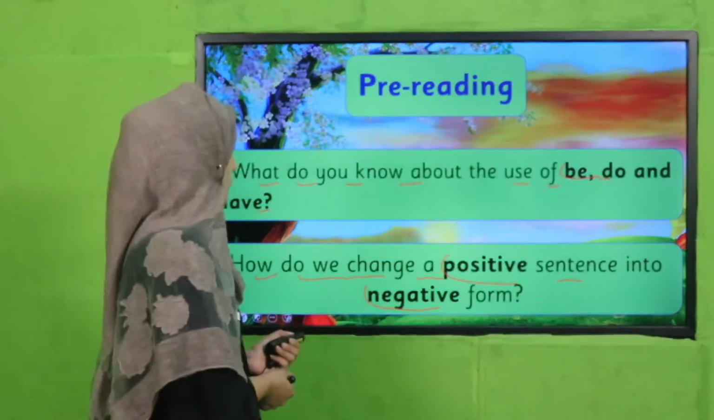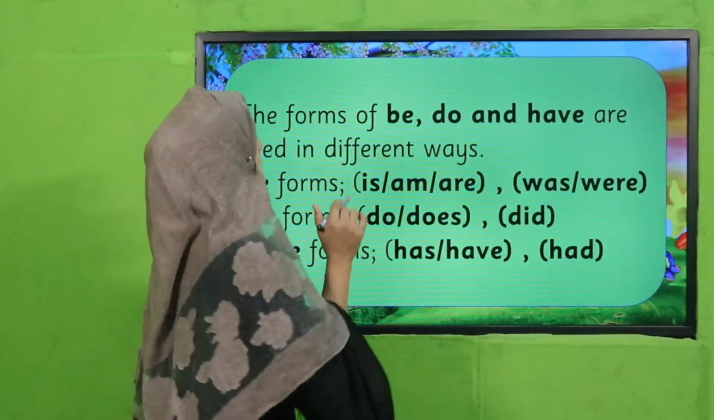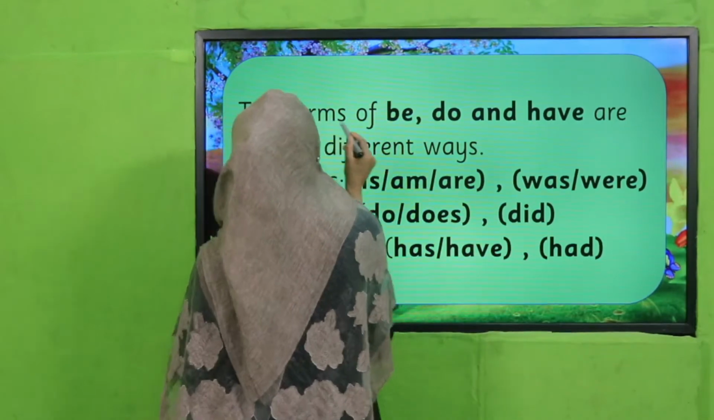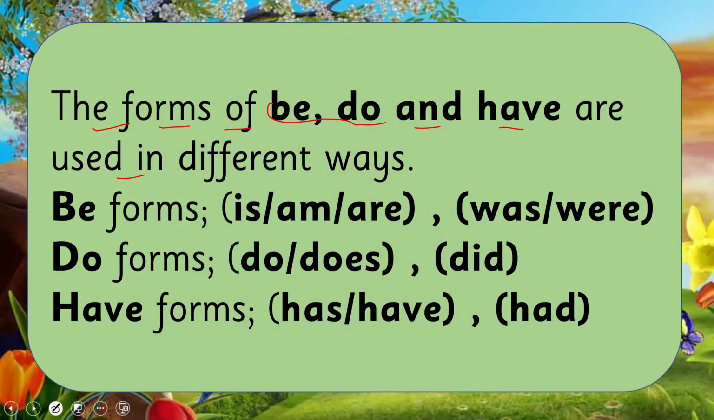Good job. Let's see what the forms of be, do and have are. The forms of be, do and have are used in different ways. The be forms are is, am, are, was, were. We use is, am, are in present tense, as we already learned in detail, and I am just giving you a glimpse, and was, were in past tense. These are the forms of be.